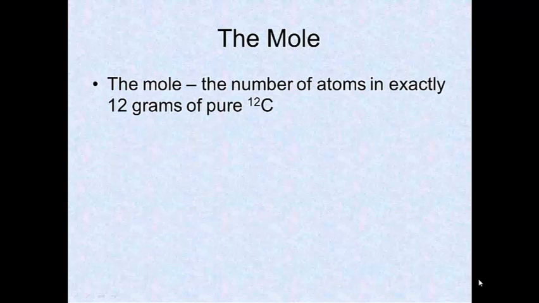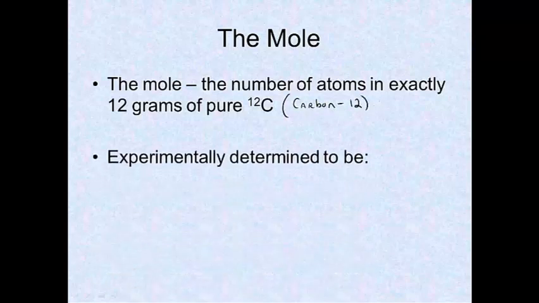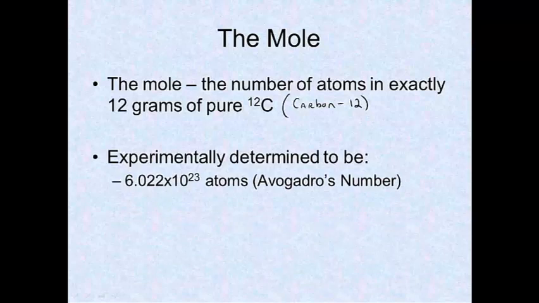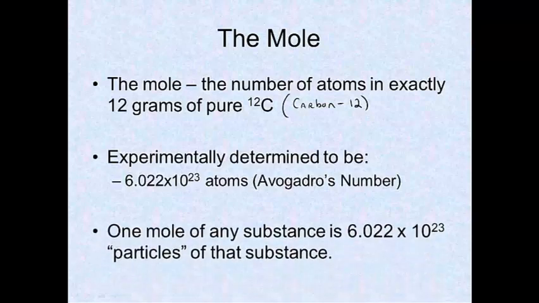The mole is the number of atoms in exactly 12 grams of pure carbon-12 isotope. Remember, you could have also written the isotope identity like this. Experimentally, scientists determined this group to represent 1 mole is going to be 6.022 times 10 to the 23rd atoms in it. That is Avogadro's number. 1 mole of any substance of any kind will contain 6.022 times 10 to the 23rd particles of that substance.